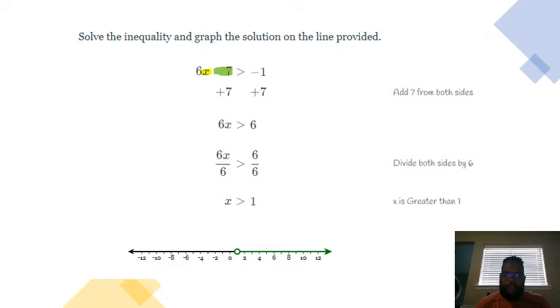If we go through the 3 steps again, locating the variable, here it is. Work from the outside and go in. The only thing on the outside now is the 6. So we're going to do the opposite to get rid of it. This 6 is multiplying with the x, and so the opposite of multiply is divide. So we're going to divide both sides by 6. So we get x is greater than 1.